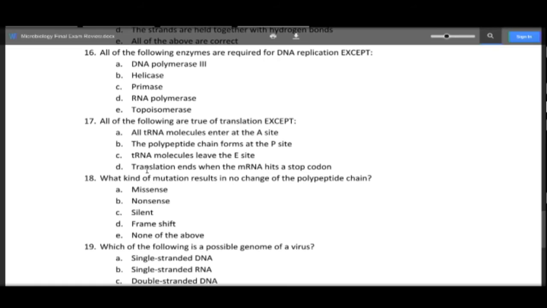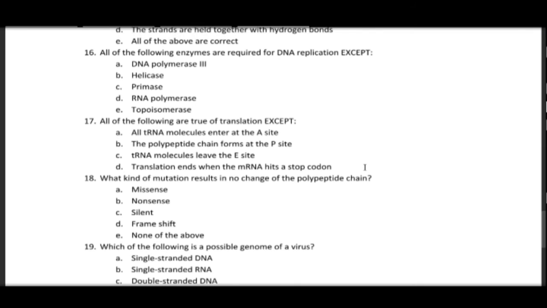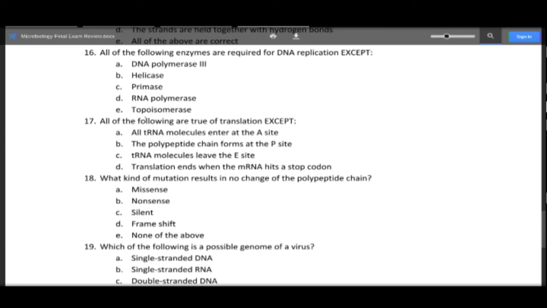And then D says translation ends when the mRNA hits a stop codon. And that is true. So after we have a stop codon, that amino acid is going to break off and no longer be attached at that P site. So we can't just continue adding more and more. So all of these are true except for A. It's not true that all tRNA molecules enter at the A site because the very first one enters that P site.